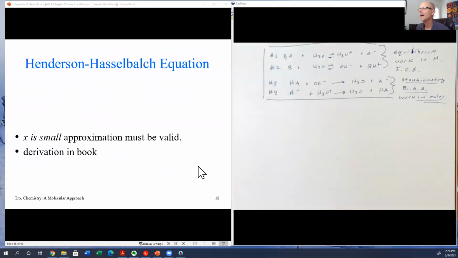All right. Now, that's kind of a little bit of a long procedure. You have to work through an equilibrium problem.